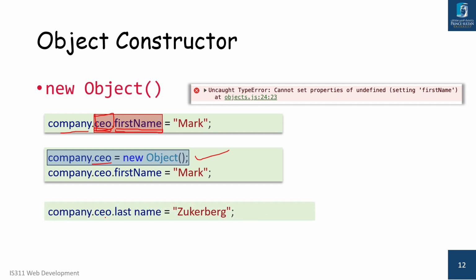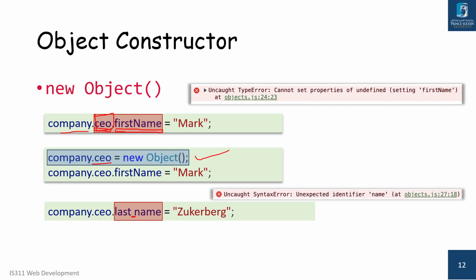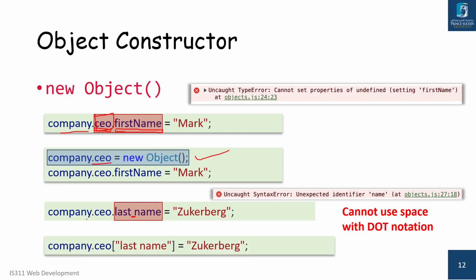But what if I want to use a space? If you look at that, there is a space between the last and the name, between two words. Using the dot notation, we cannot access such properties, because we can have properties which have a space inside them. If we want to create a new property with a space, like last space name, then we have to use the bracket notation. So we say ceo and then last name, and again this last name does not exist in the ceo object, so it will create a new property inside and assign the value to it.